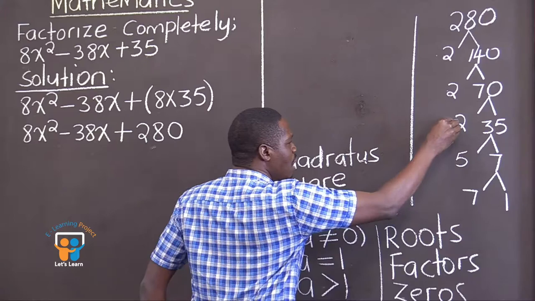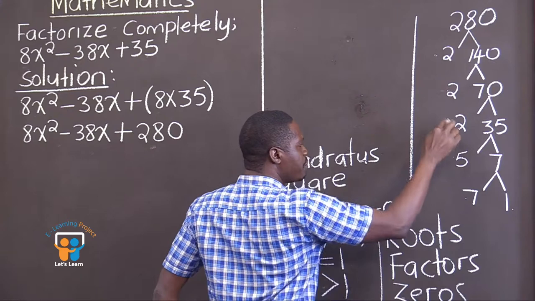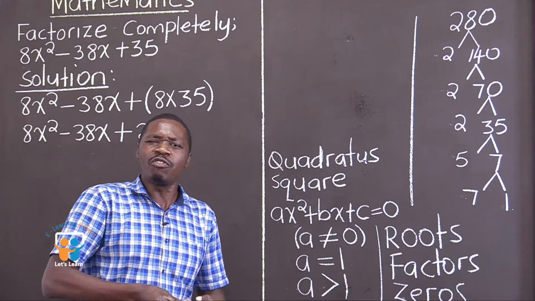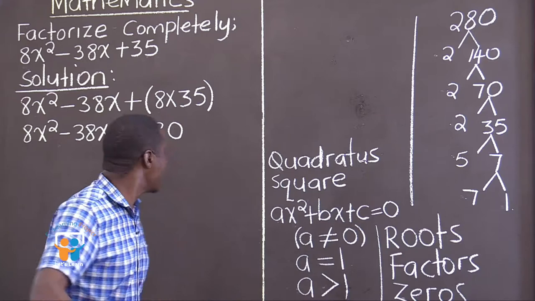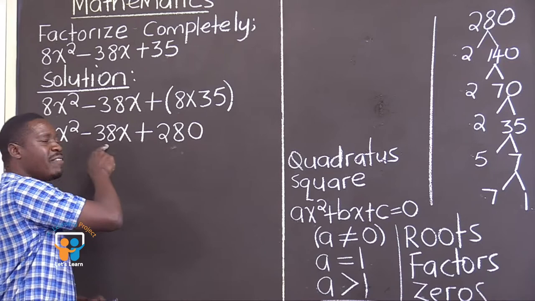How many numbers are those? 1, 2, 3, 4, 5, 6. Our interest is not all the 6 numbers. Our interest is only 2 numbers. We want 2 numbers, which when we multiply, we get 280. But when we add those very 2 numbers, we get negative 38. That is what we are trying to look for.